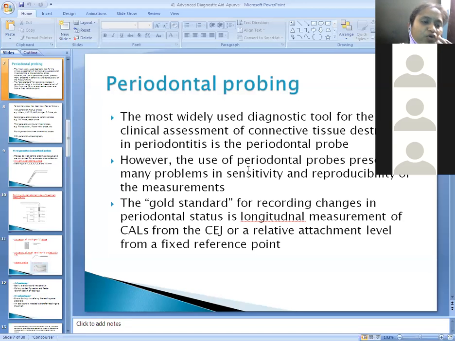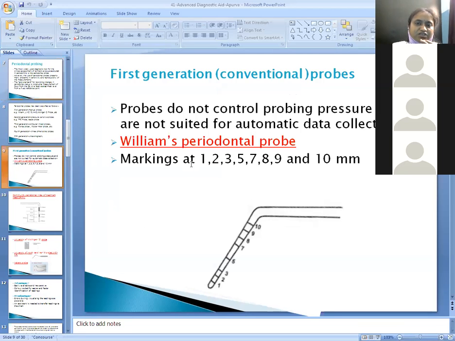So manual probe we use with the help of hand. These manual probes have different markings. All of you know the markings. You people in third year have seen that Williams markings are there: 1, 2, 3, 4. Yes, 4 and 6 are missing. Rest all are 1 millimeter markings. So first generation probes are conventional probes or handheld or manual probes which we use in our clinic.